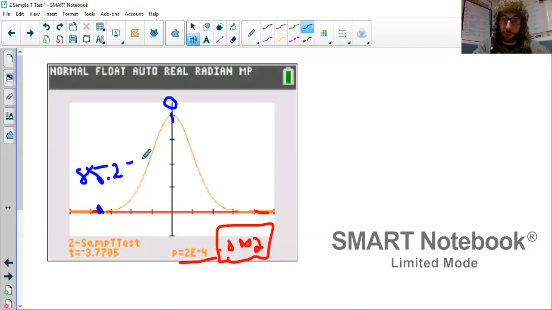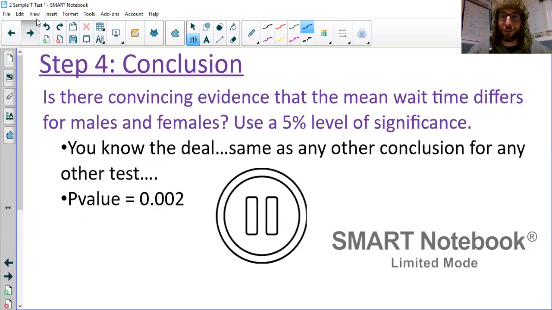minus the 113.7, right? So you could get through a free response and actually write a conclusion without all that, but try to understand what we have going on here. All right, conclusion, nothing new there. You know the deal. P is lower than alpha, reject the null, and so on.